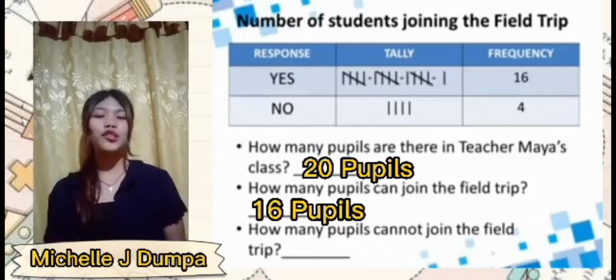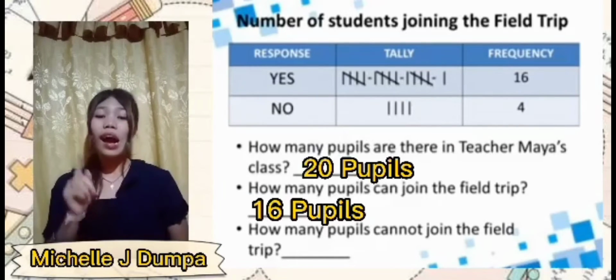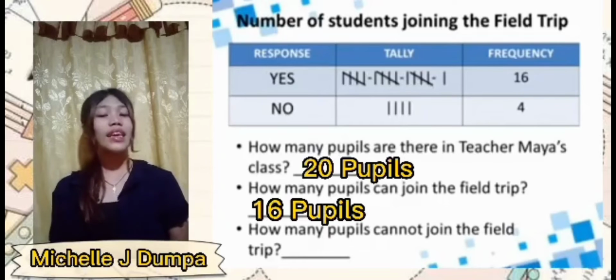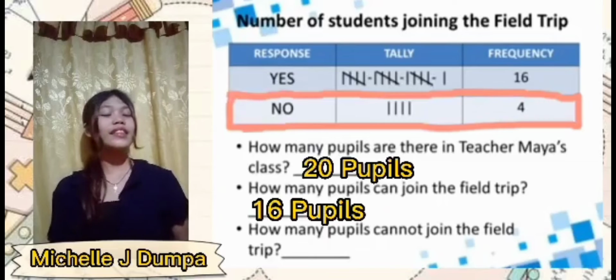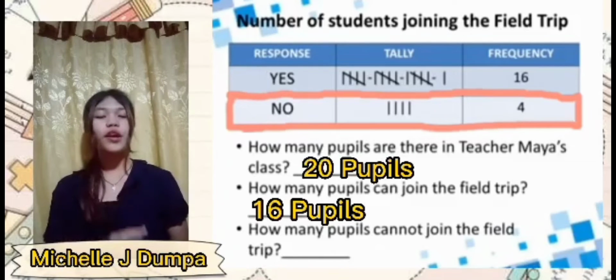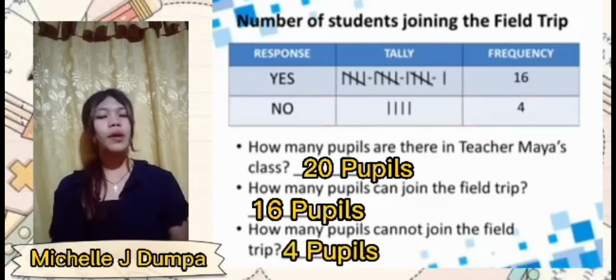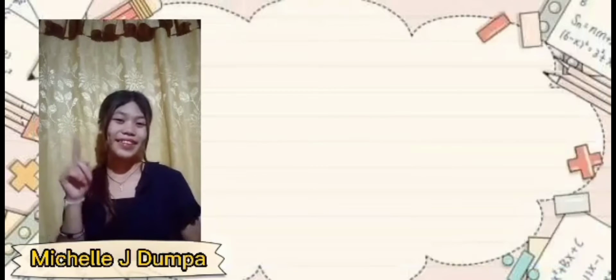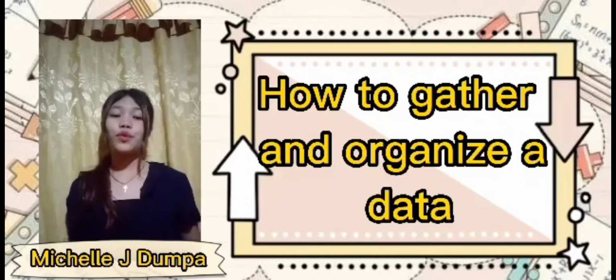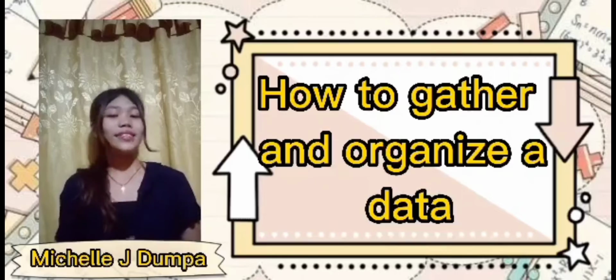And the last question to complete the example is, how many pupils cannot join the field trip? As you can see, the no response is 4. So the answer is 4 pupils cannot join the field trip. And that is how to gather and organize data.